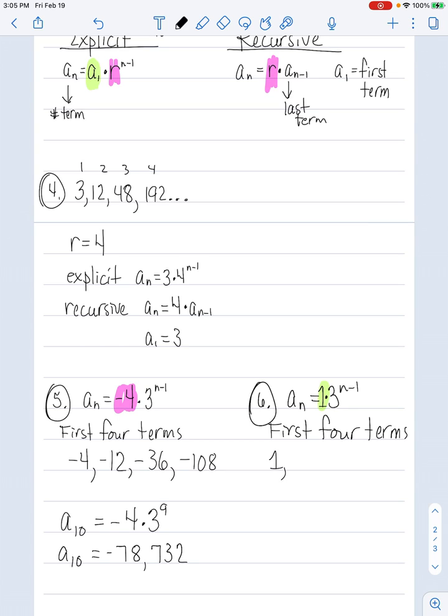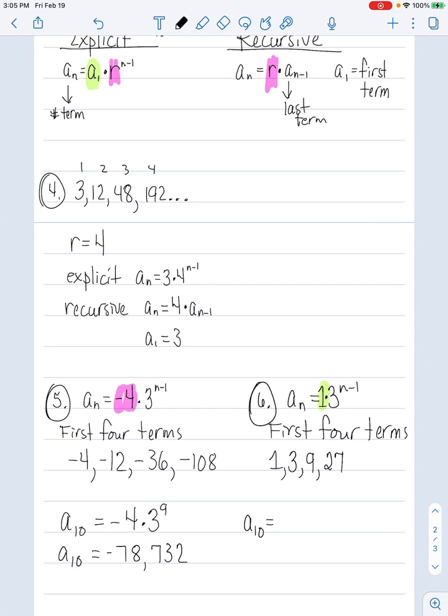And then what's my common ratio? I multiply by 3. 1 times 3 is 3. 3 times 3 is 9. 9 times 3 is 27. So those are my first 4 terms. But what if I want to find that 10th term again, or the 20th term? Well, then I need to plug these numbers into my formula.